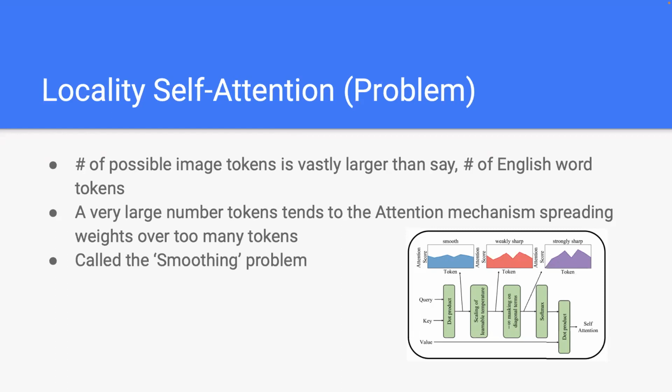Think of it that way. Like there's just too much stuff to pay attention to. So the attention mechanism kind of just goes like, well, all right, I'll just pay attention to everything equally. And so you get this smoothed out effect. So you can see it in the blue graph in the bottom.